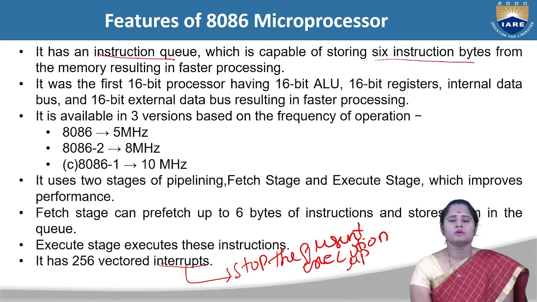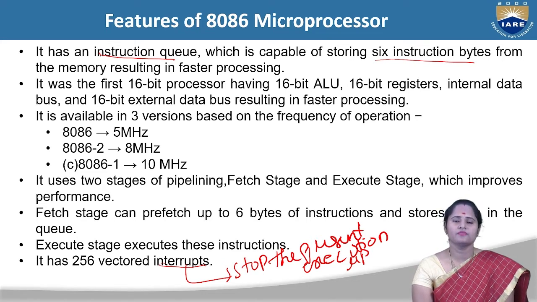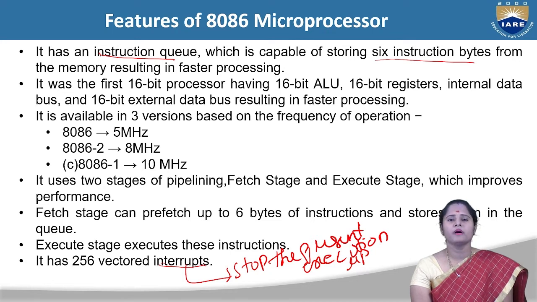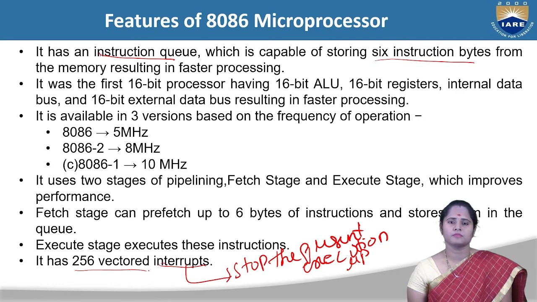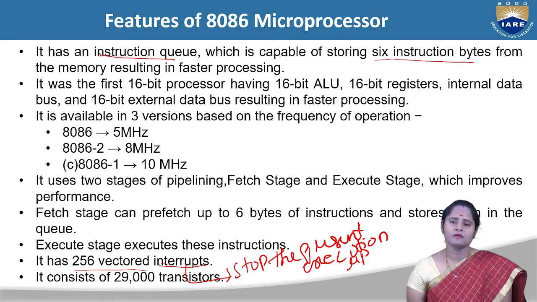As we are going for multitasking, that is nothing but my microprocessor communicating with external devices. I need to work with more external devices, which means I can connect a larger number of devices to it. Then we require interrupts in between whenever my microprocessor is executing. So like that, we can say we have 256 vector interrupts. Next, it consists of 29,000 transistors.